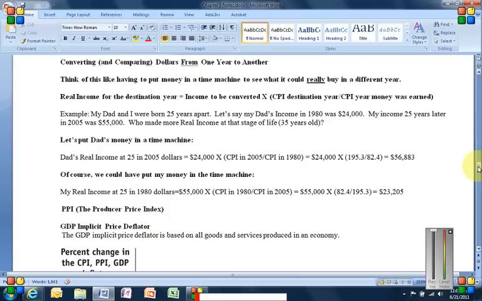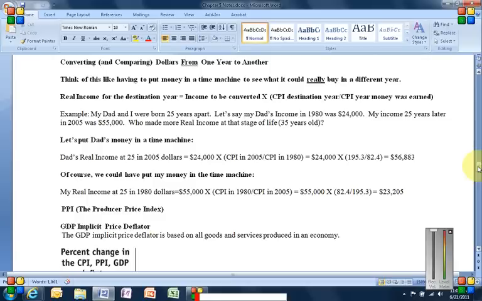And you do those calculations, you convert that 24,000 to $56,883. So you say, well, gosh, Mr. Giddy, you made 55 grand, not bad in 2005, but your dad beat you. He beat you by a little bit more, $1,883.